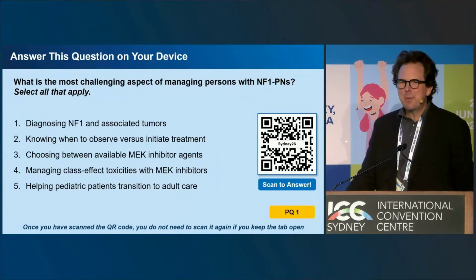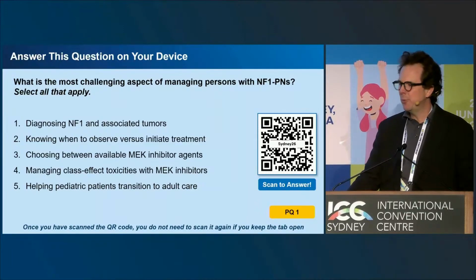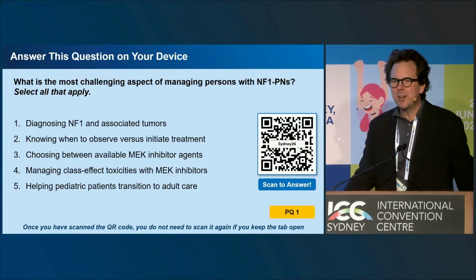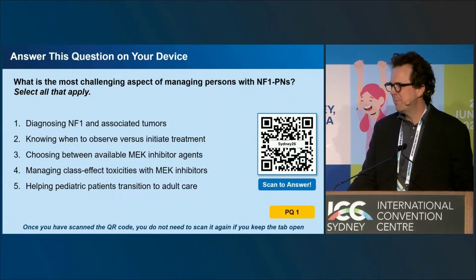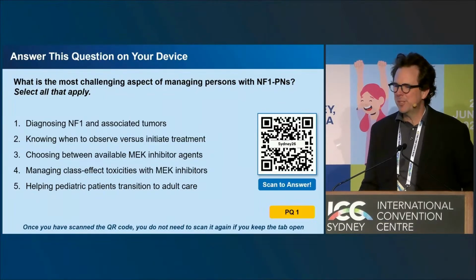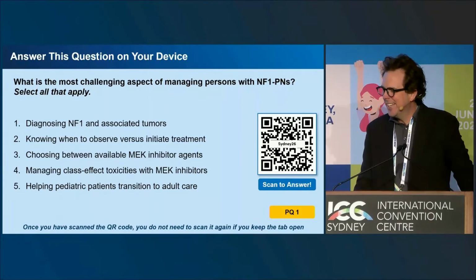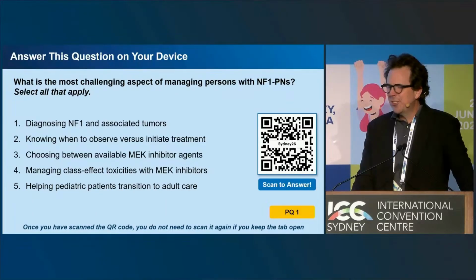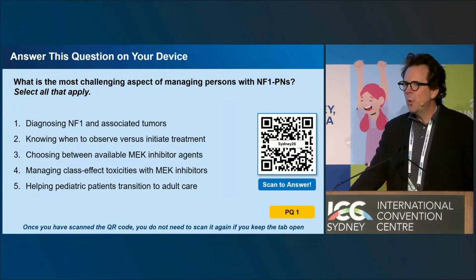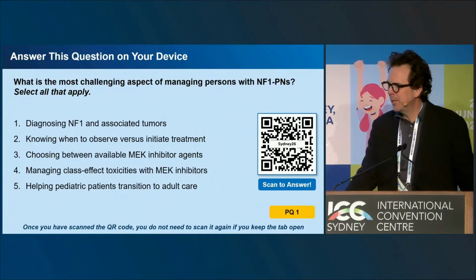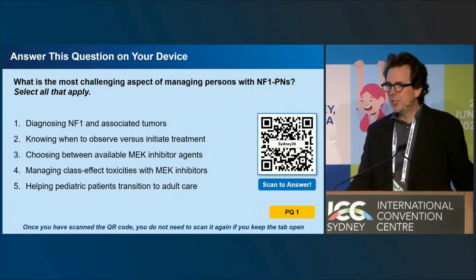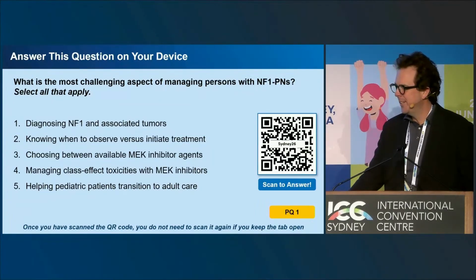So with that, and I appreciate many people who are here in the room are enjoying your lunch, and so it may be difficult to access your phone, but if you are in the room and if you can access your device and participate in the polling for today, would be really grateful for you to join in. And just to start with this question about, well, what in your practice is the most challenging aspect of managing persons with NF1-associated plexiform neurofibromas? And you can select all that apply here.